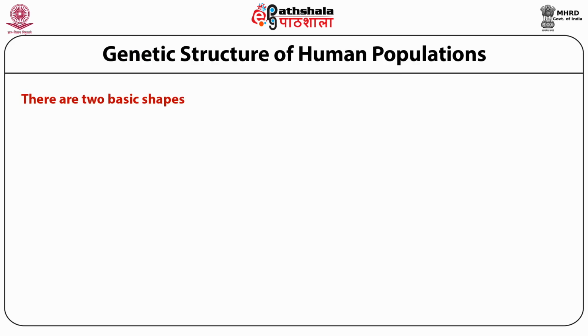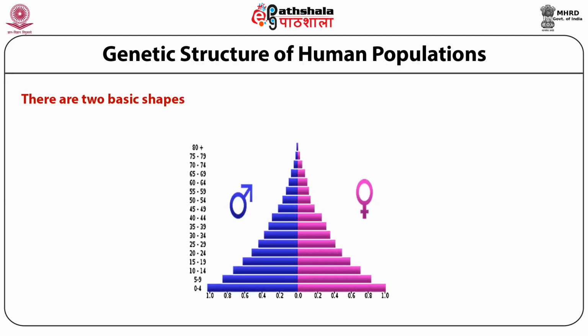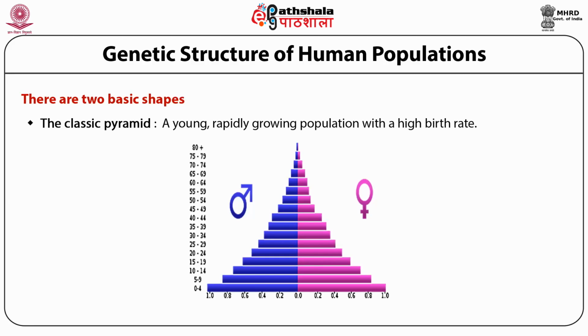In the classic shape of population pyramid, it is visible in this diagram that it is a population pyramid of a young, rapidly growing population with a high birth rate. Here, the base of the pyramid is broad and the top of the pyramid is narrow, like a natural pyramid.